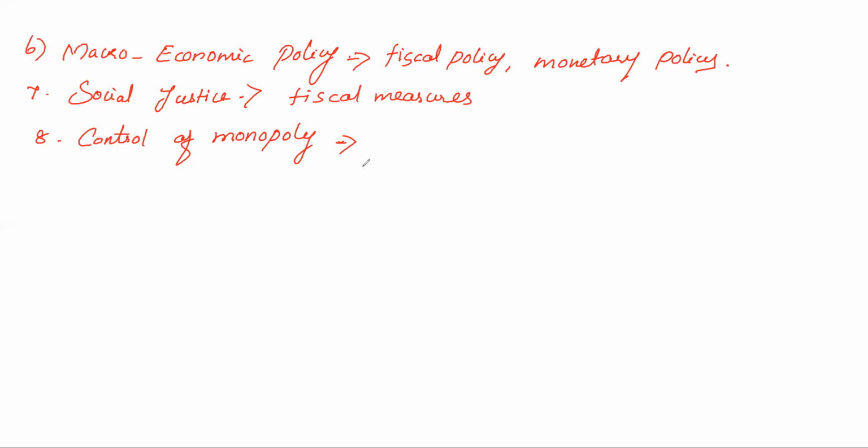Then control of monopoly. So the state intervenes through the control of monopolies and restrictive trade policies to curb concentration of economic powers.